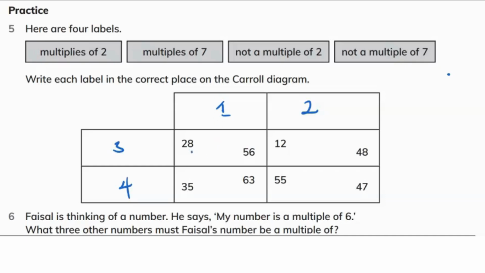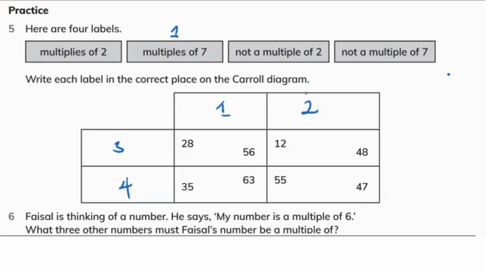And so, what again can we get? Can 28 be a multiple of 7? Yes. 28 is a multiple of 7. 56 is a multiple of 7. 35 is a multiple of 7, and 63 is also a multiple of 7. So my title 1 is multiples of 7, right? My label 1 is multiples of 7. And so let's go to column 2. Column 2 also has what? 12, 48, 55, and 47. Now 12 and 48 are multiples of 2. But 55 and 47 are not multiples of 2.